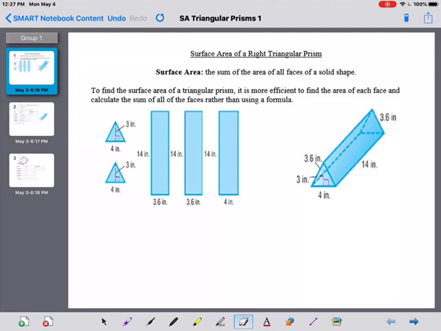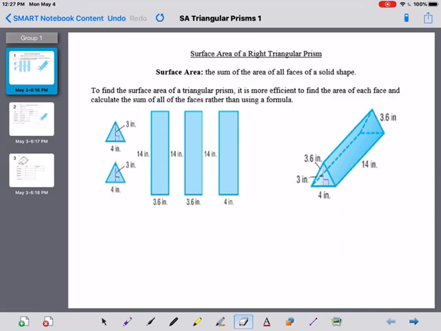Hi guys, so today we're going to talk a little bit about finding the surface area of a right triangular prism. So again, like with the rectangular prisms, surface area is the sum of the area of all of the faces of a solid shape. Obviously within a triangular prism, you're not going to have all rectangles or squares like we did with the rectangular prisms or the cubes. So to find the surface area of a rectangular prism, it's more efficient to find the area of each face and calculate the sum of all the faces rather than use a formula.